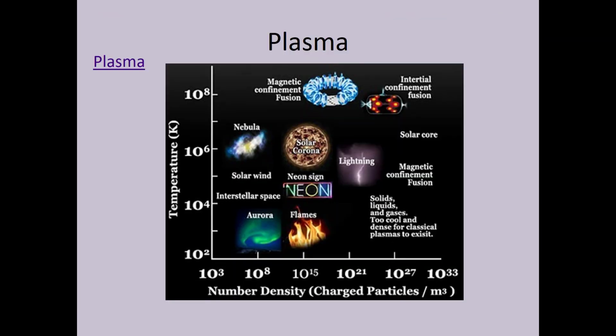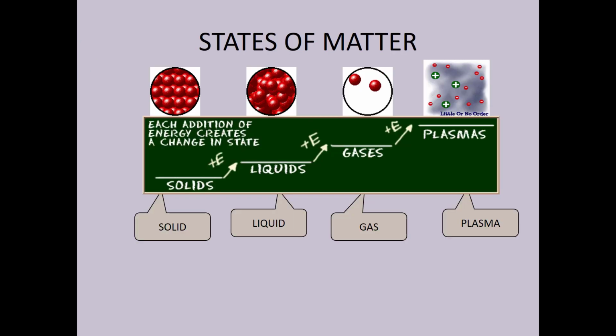Here's another diagram that shows some other types of plasmas. So there's the northern lights, the aurora borealis. We have neon signs. So the lower temperatures are associated with an electrical current going through the material, which is ionizing the gas. But it is described as being a plasma.